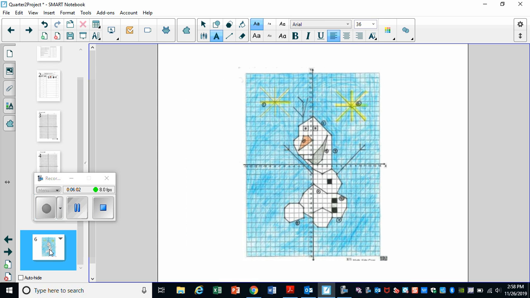And here is one more example. Looks like this is Olaf from Frozen. And plus Frozen 2 will be coming out. I think it's already out now. My fault. All right. Anyway, hope this helps.